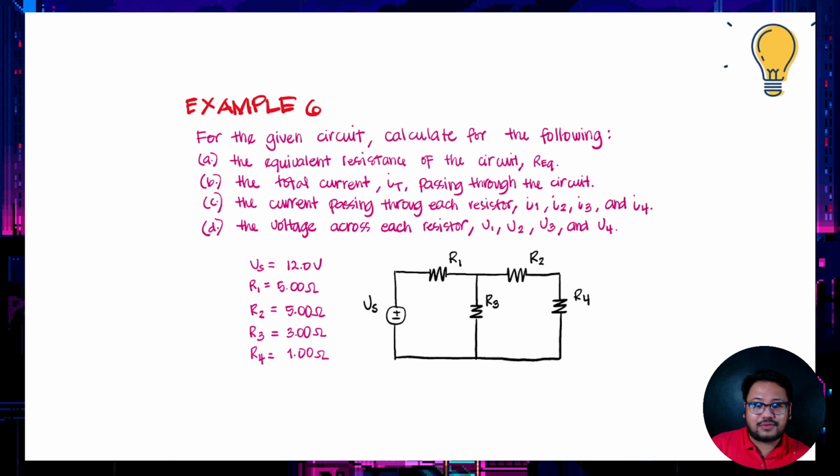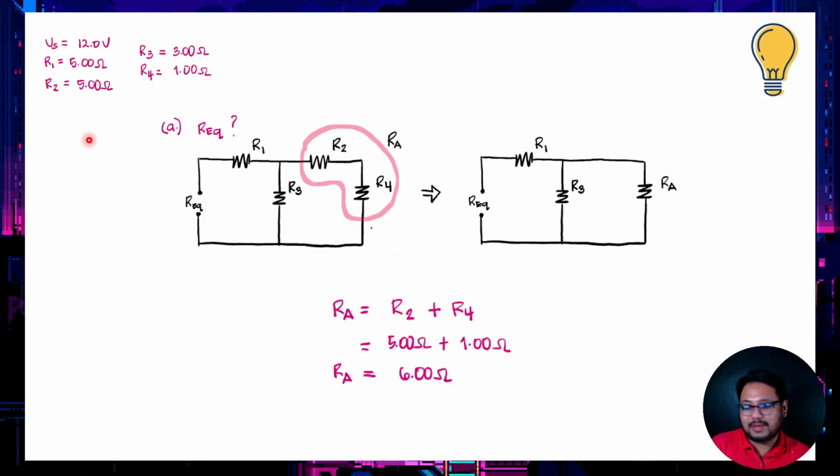First, we have to get the equivalent resistance. So we have to open our circuit through our power source and then get the REQ. We start from the farthest resistors, and that is R2 and R4. So R2 and R4, we could have that as RA. They are in series together. So RA is just equal to R2 plus R4, giving us 6 ohms.